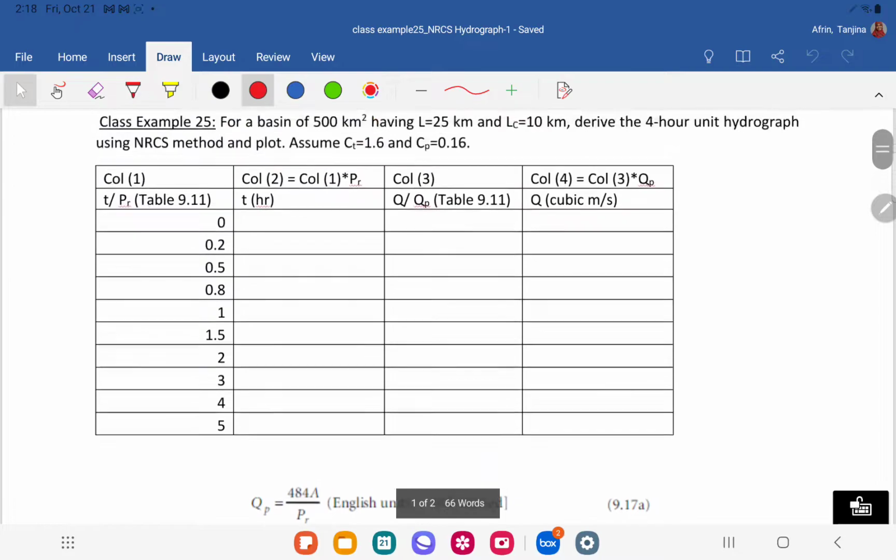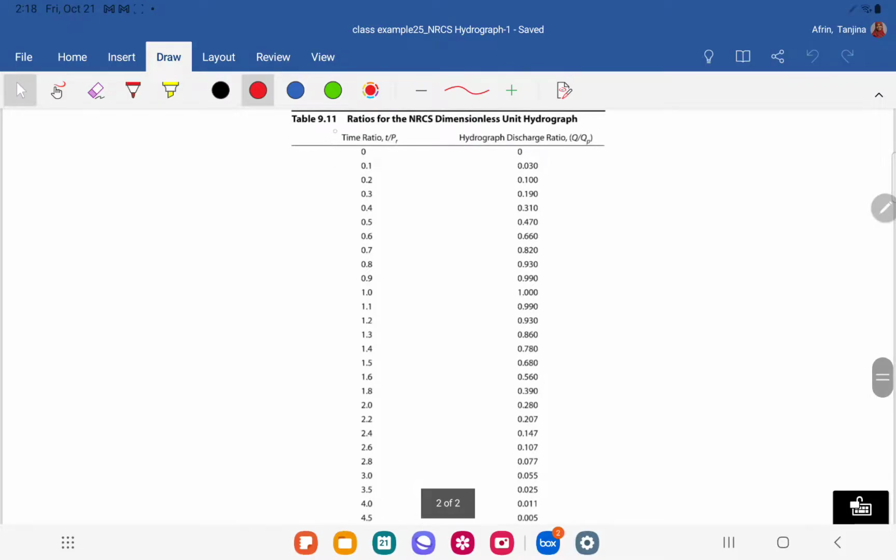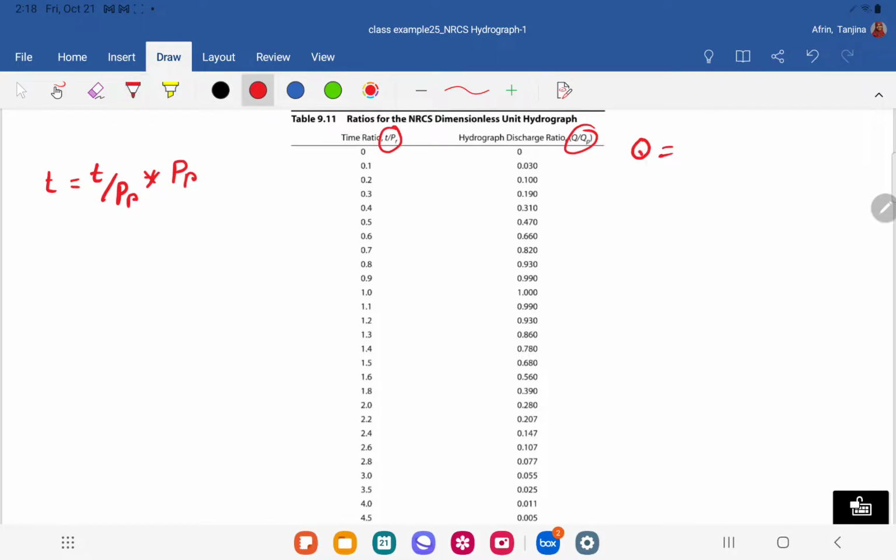For this one, if you notice, there was a table here, 9.1, which is attached to your copy as well. This is the ratio T over TP, and this is the Q over QP. So for finding T and Q, we need to find T, which is T over TP multiplied with TP, and Q equals Q over QP multiplied with QP. So basically we need to find out TP and QP, right?